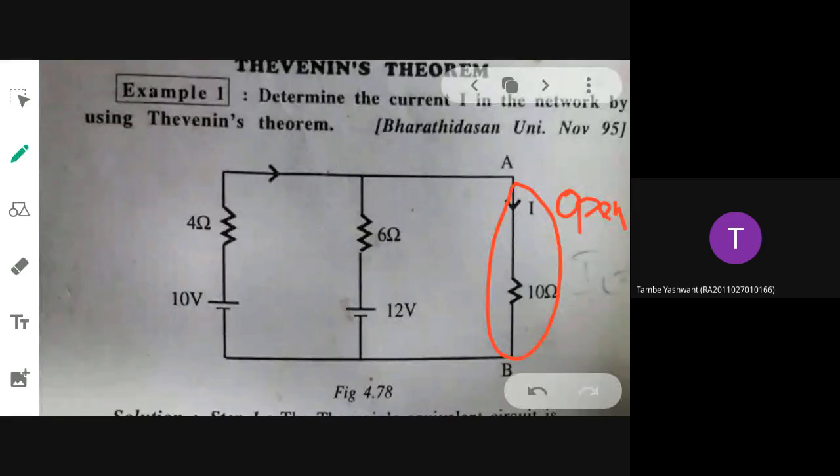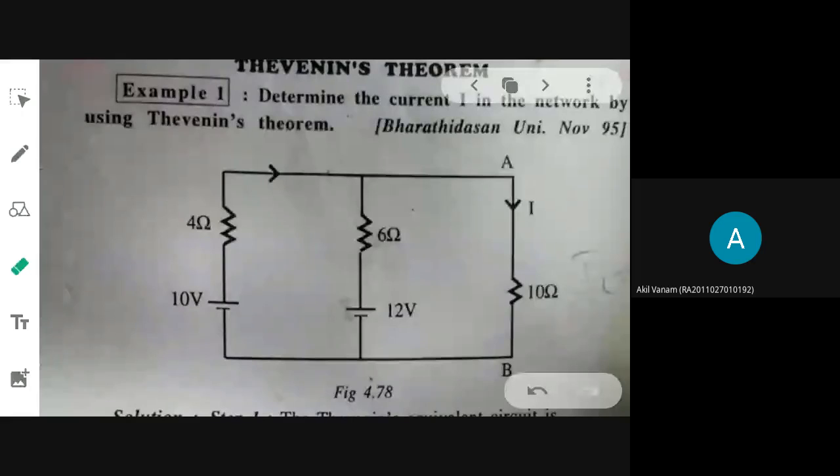You open it and then you find out what is the thing that you have to find? Open circuit voltage. Then the next thing is you need to find out R Thevenin or Z Thevenin. R generally represents your impedance or resistance. So this Thevenin's resistance you have to find. For finding it, there is a particular procedure that you have to follow.